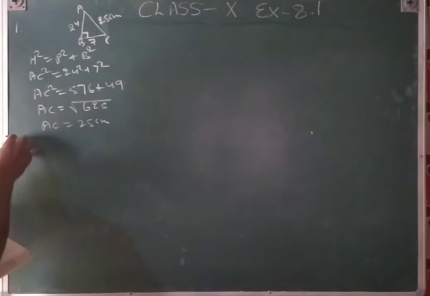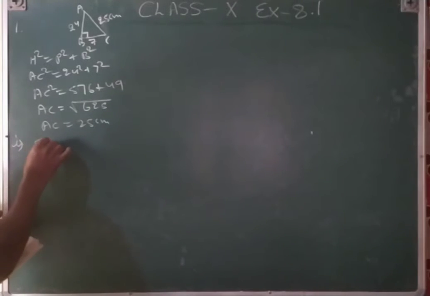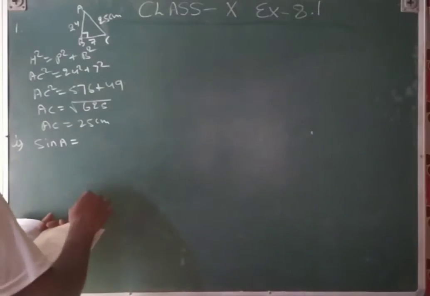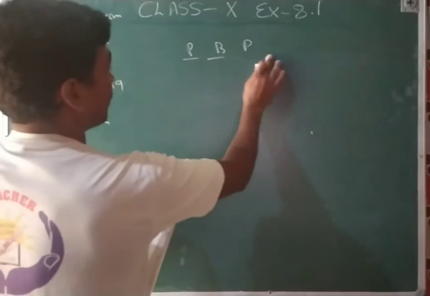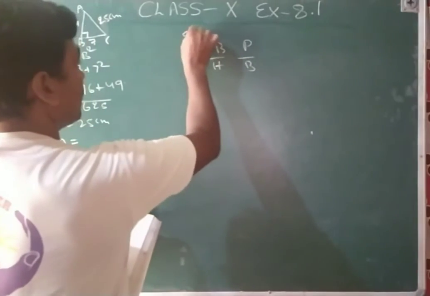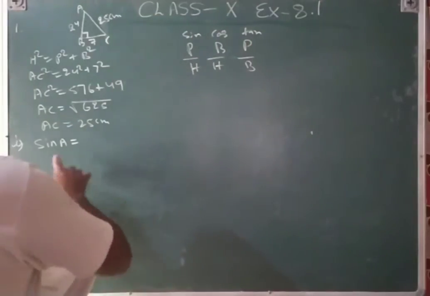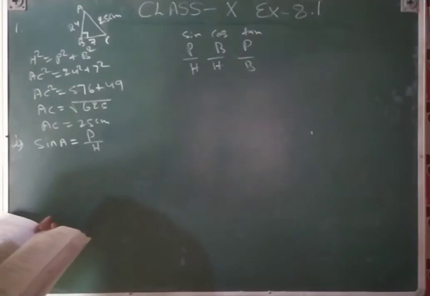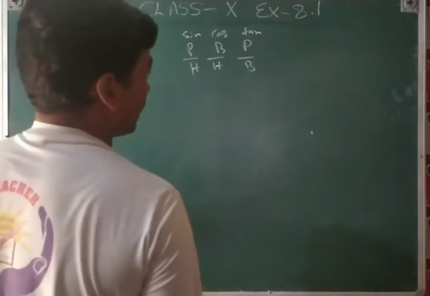Now the first part. Here there are also 2 questions. So find sin A. How will sin A be defined? We will write it: sin, cos, tan. When you apply sin, you write P upon H. When you apply cos, you apply B upon H. For tan, you apply P upon B.